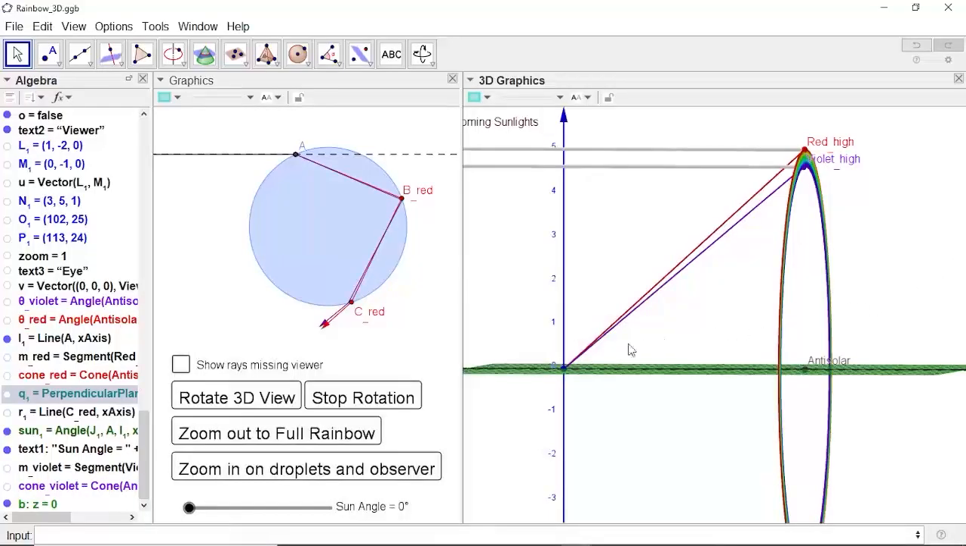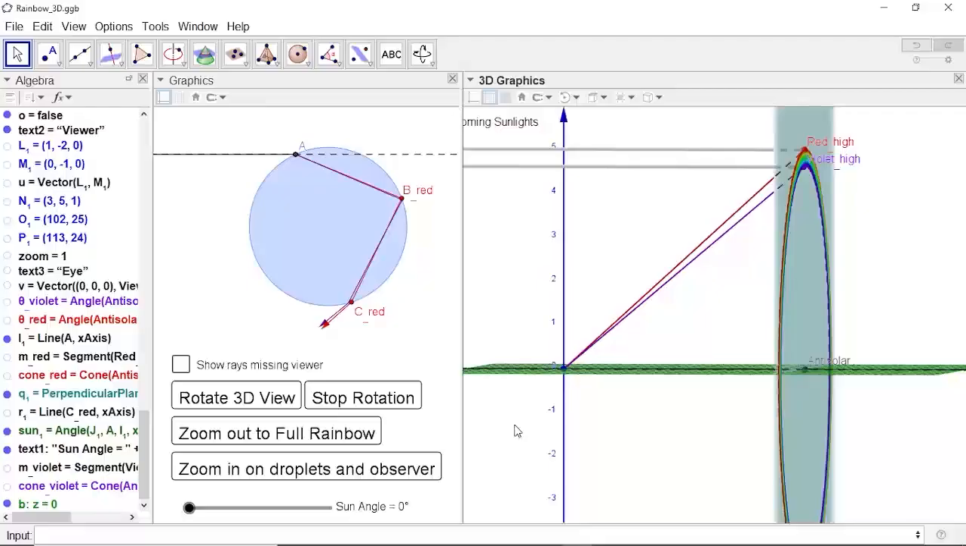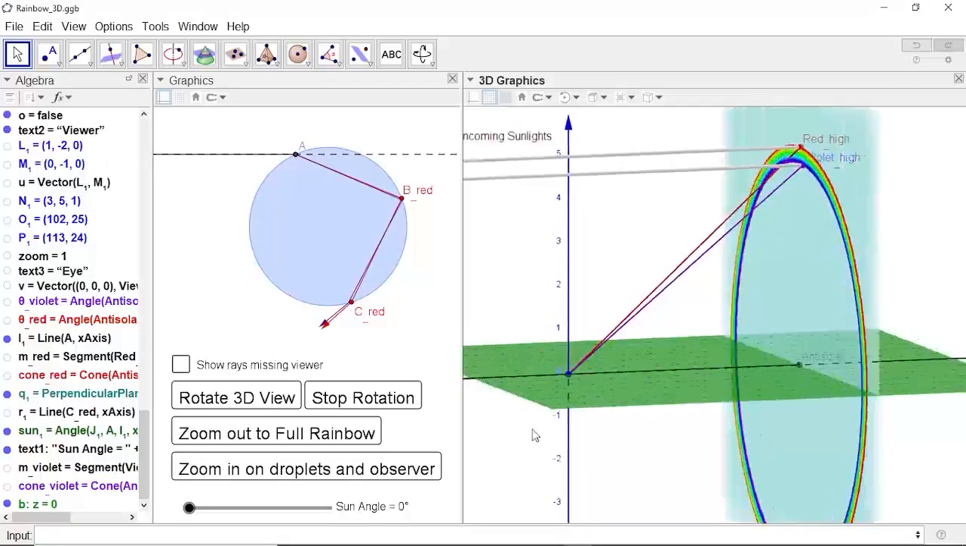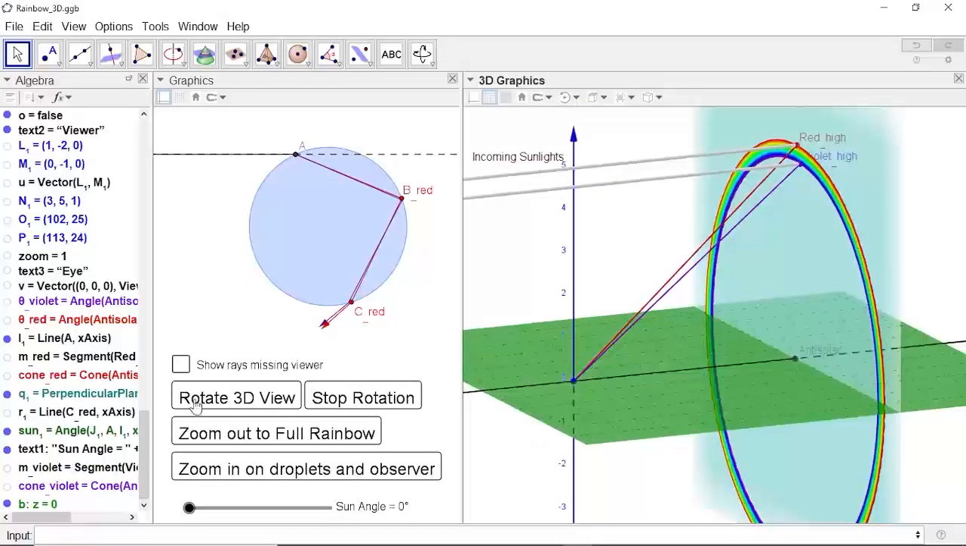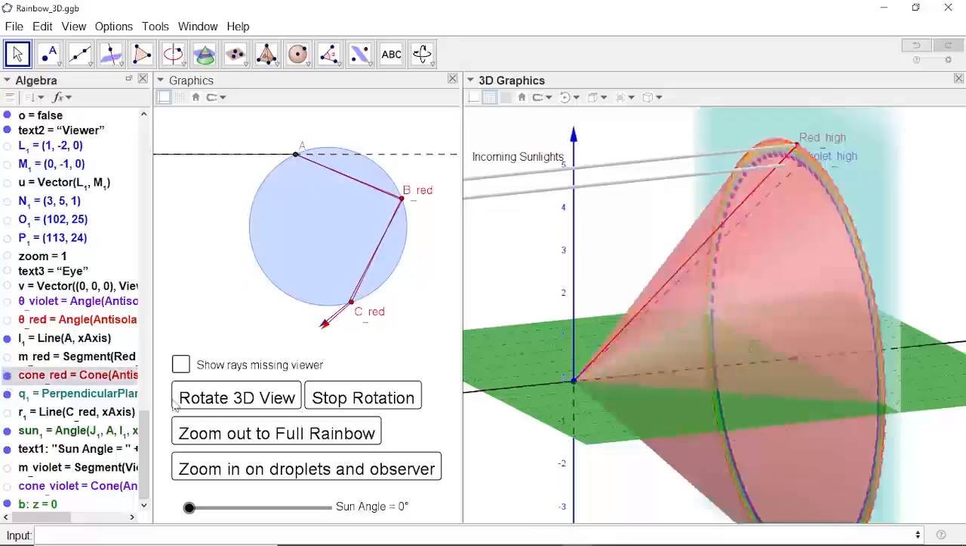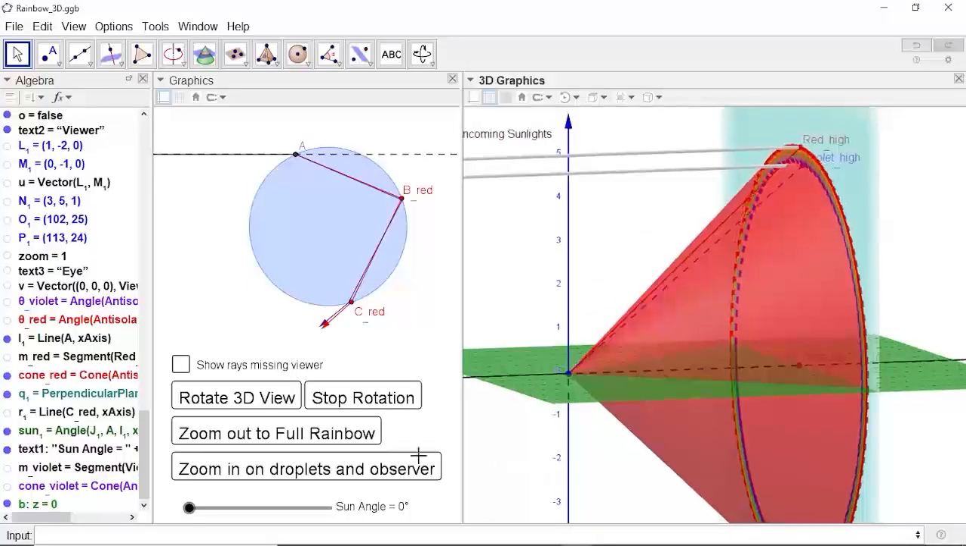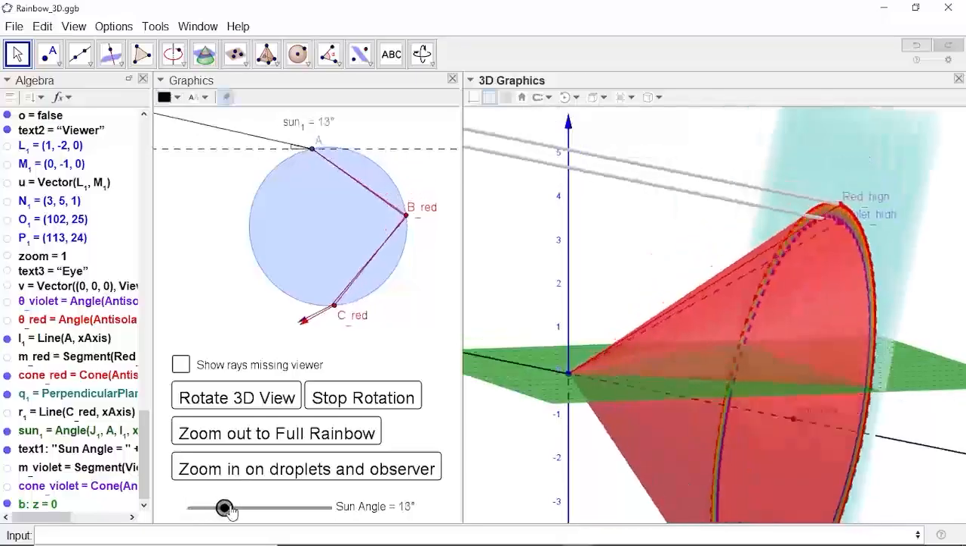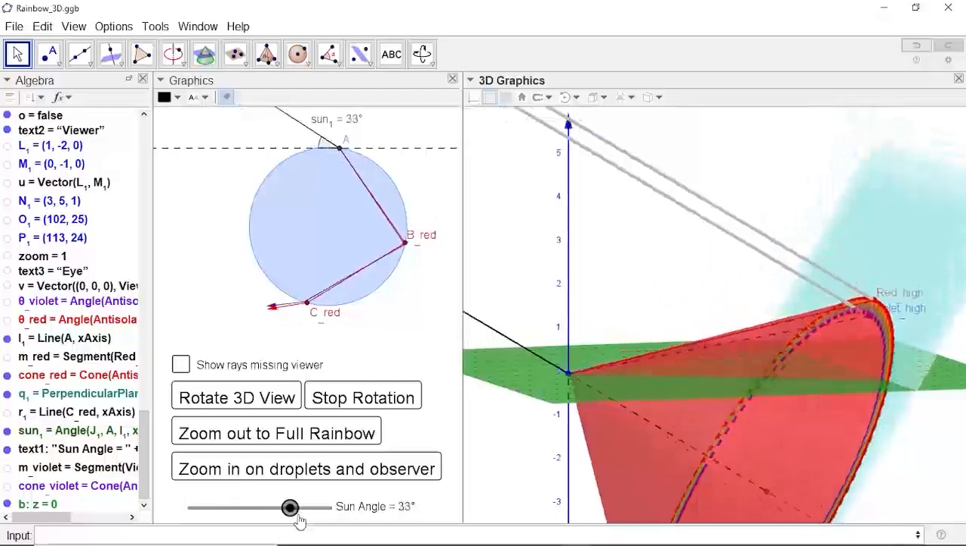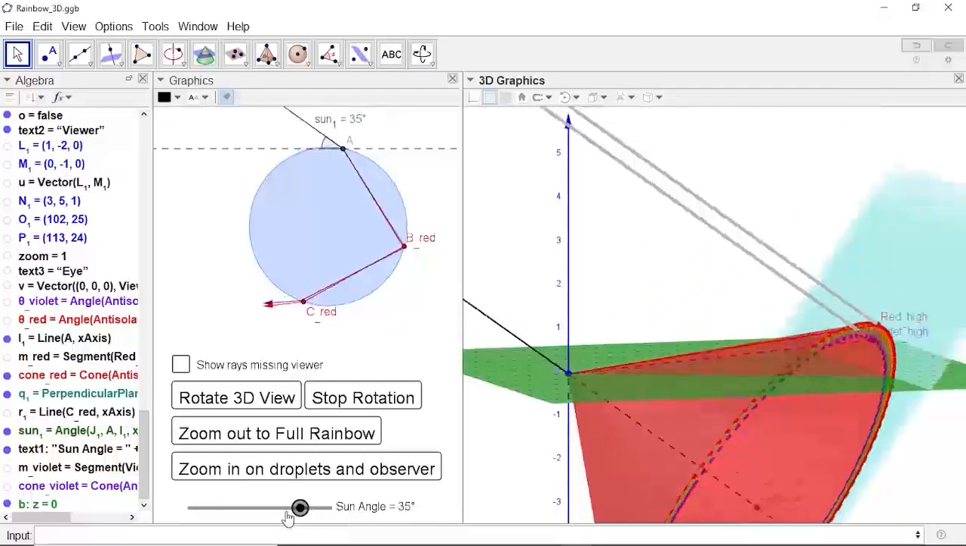Imagine, after a rain, a thin curtain of raindrops is set perpendicular to the cone's axis. Where a color's cone meets this curtain, it draws a circle. The horizon cuts that circle into upper and lower parts.